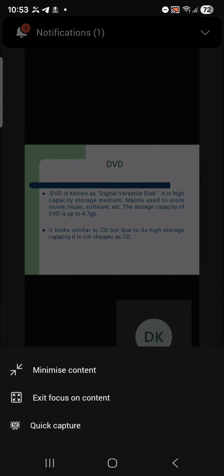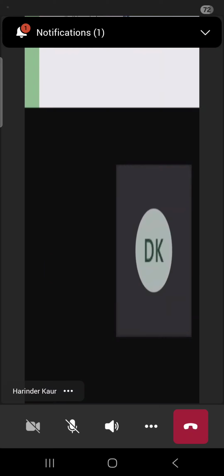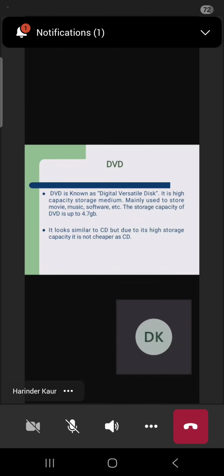Next is the DVD. DVD is known as a digital versatile disc, and it is a high capacity storage, and it is used to store again movies, music, software, and the capacity of DVD is up to 4.7 GB. It looks similar to CD, but due to its high storage capacity, it is not as cheap as CD.